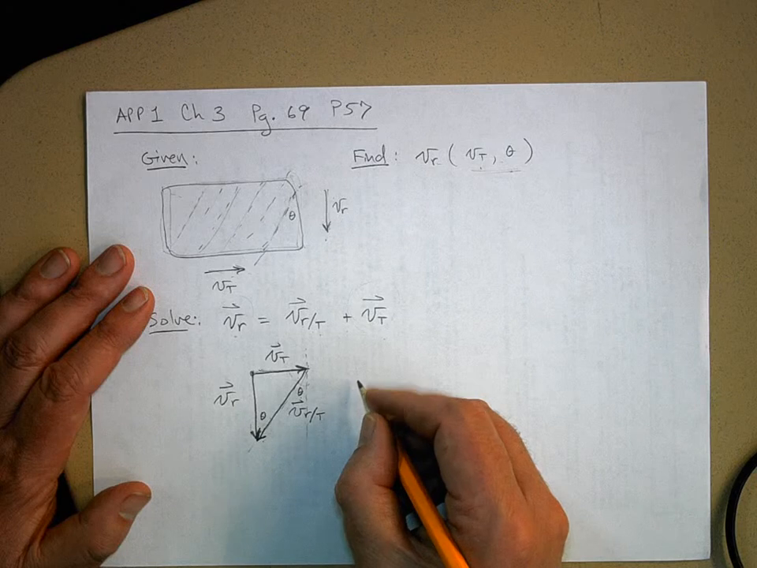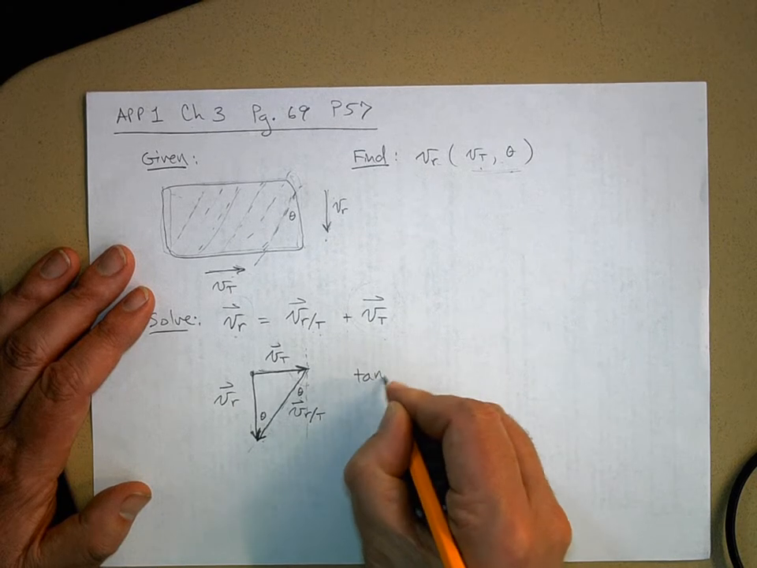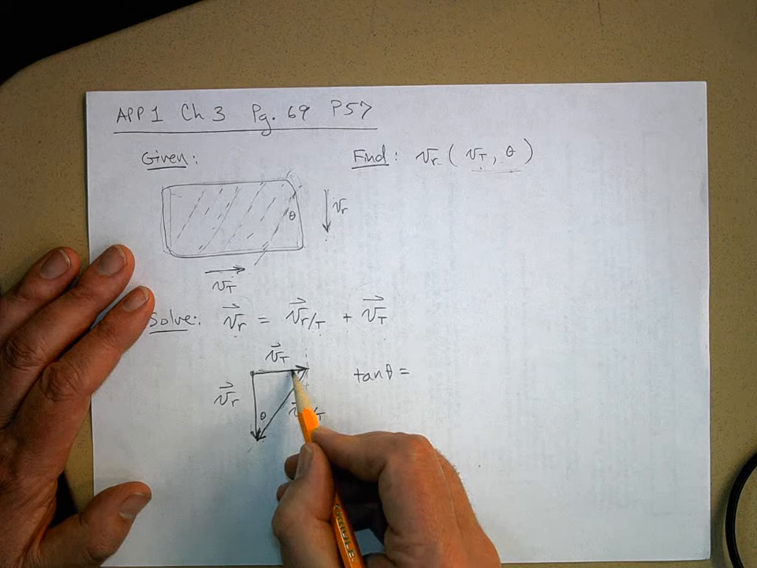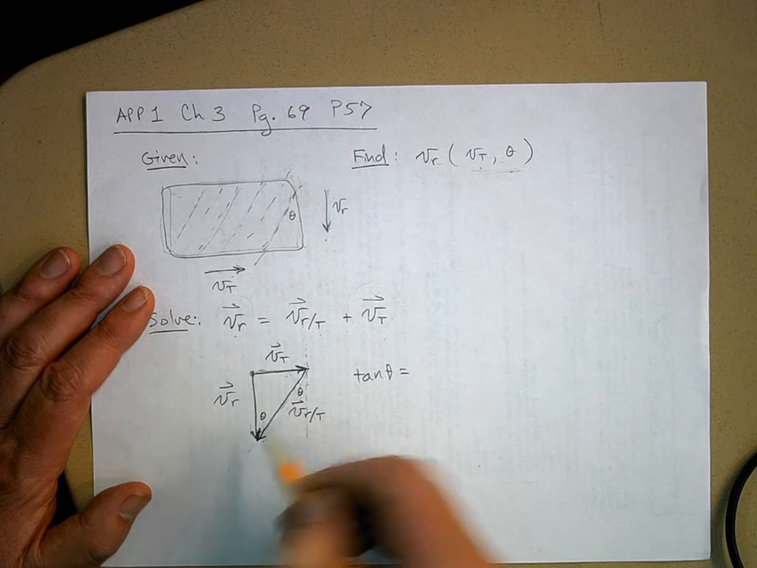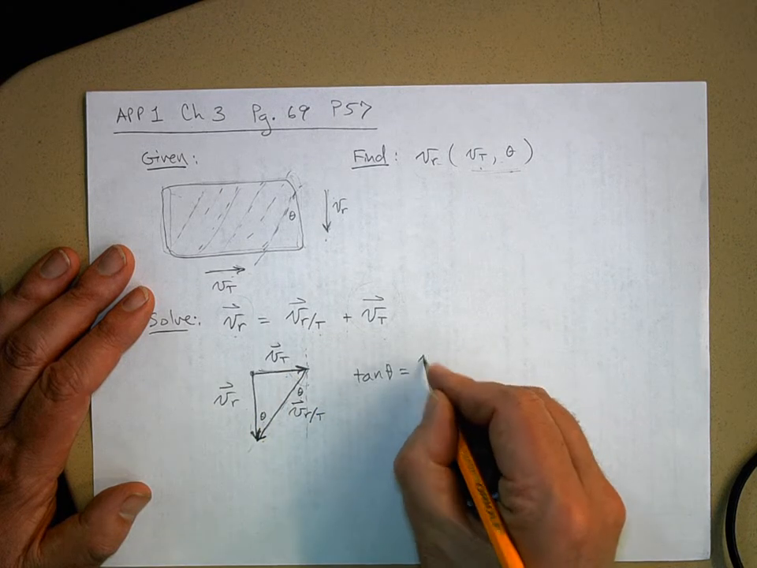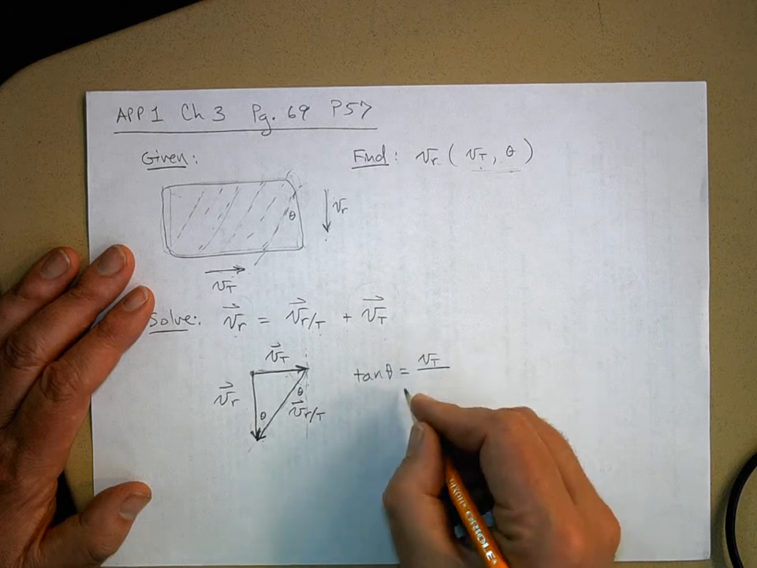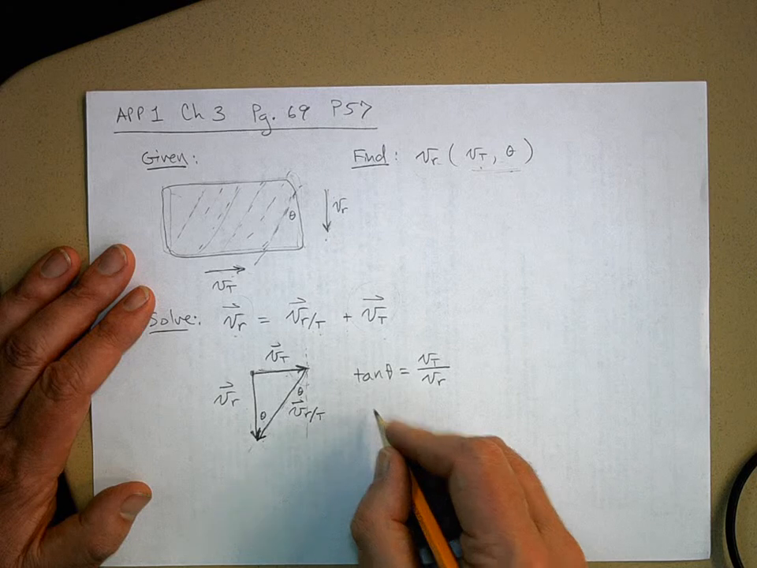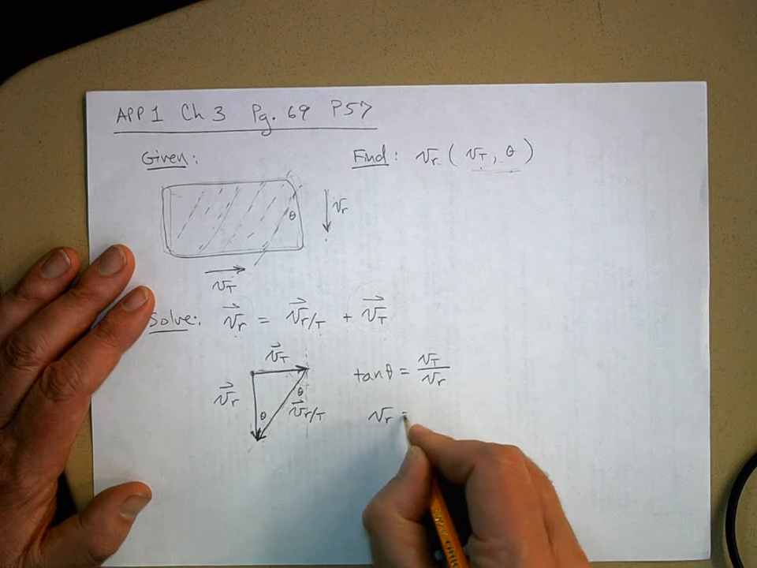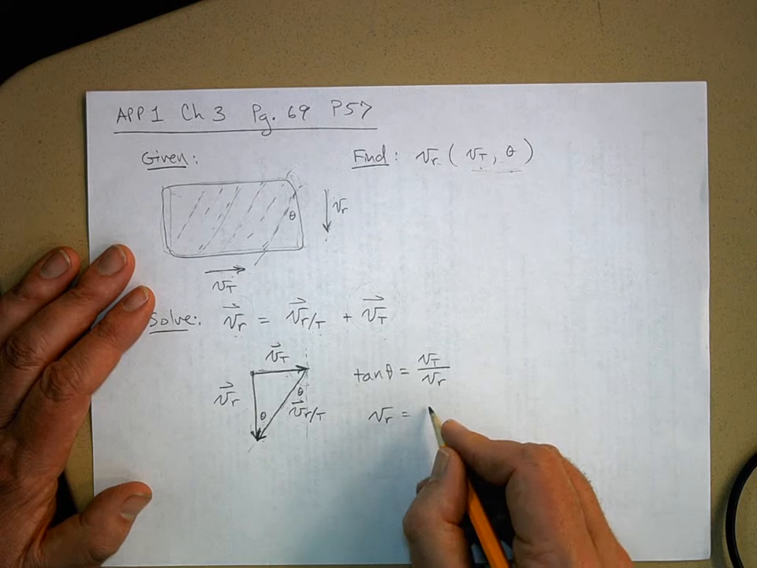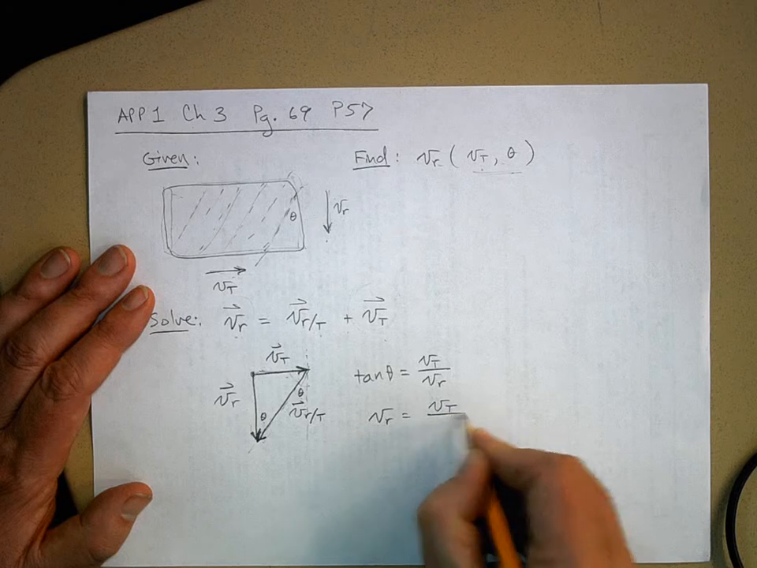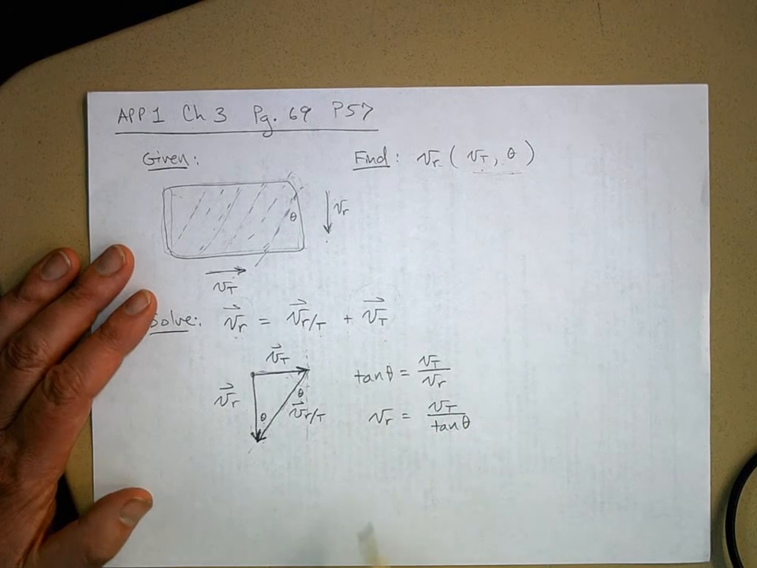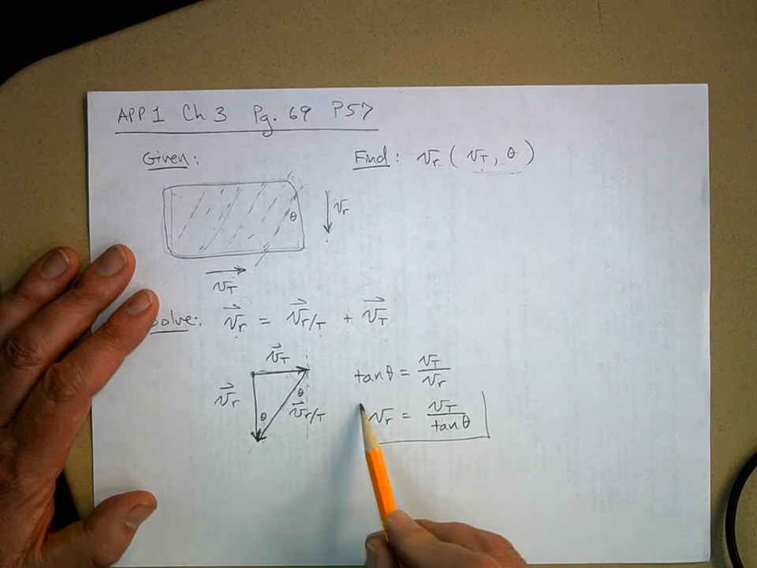I want the tangent of theta is equal to the opposite over the adjacent. So the velocity of the rain is going to be equal to the velocity of the train divided by the tangent of that angle that they gave you. And this is your answer.